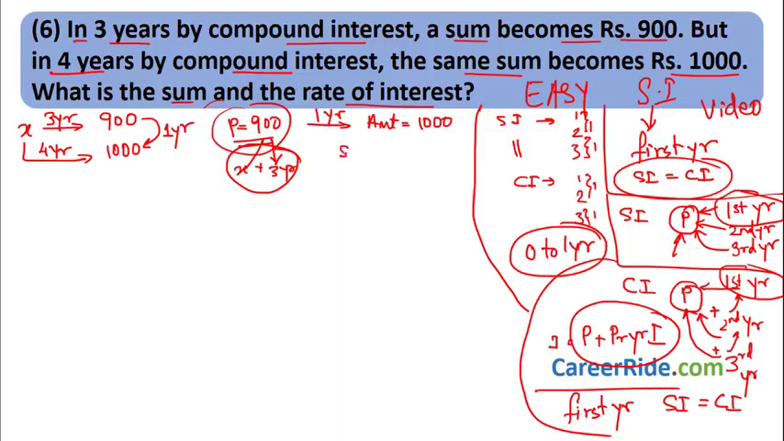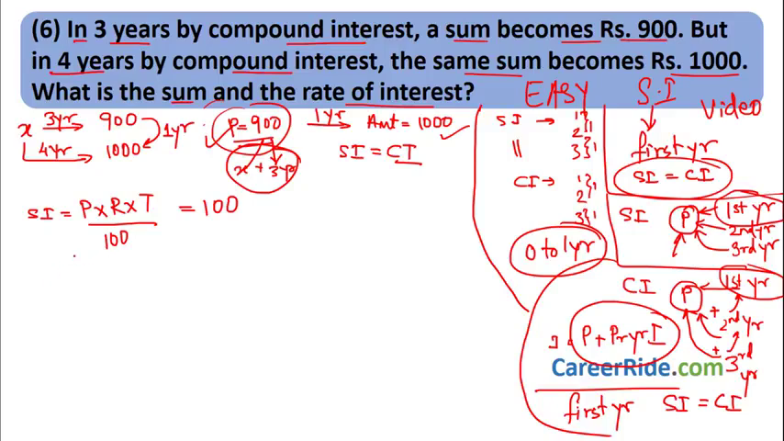That means in this case simple interest will be equal to compound interest. Simple interest equal to compound interest. What is the formula for simple interest that we have learned? That is principal into rate of interest into time divided by 100. What is the simple interest over here? Amount is 1000, principal is 900. So 1000 minus 900, 100 rupees is the simple interest, right?